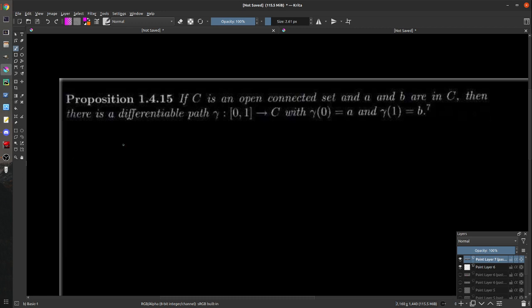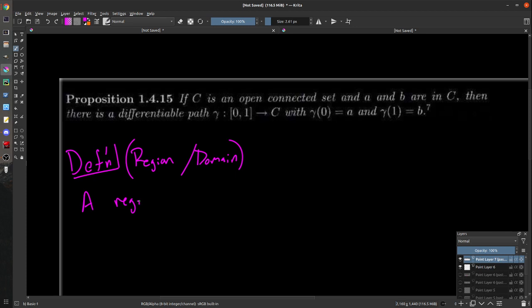Anyways, open connected sets are a big deal, and they give you nice things like this. This property will play a large role later on. So it's worth keeping in the back of your mind, but we'll bring it up again later when it becomes more relevant. But a region or a domain, as people tend to call them, is an open connected subset of C.